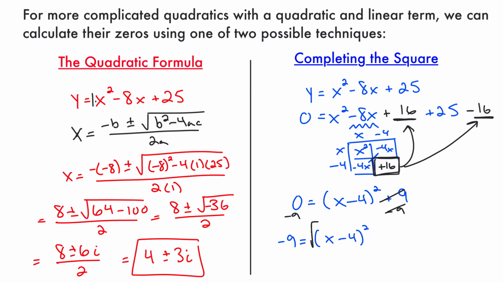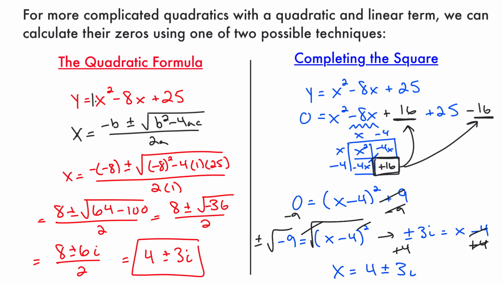I could then square root both sides. Don't forget the plus or minus. That'll give me plus or minus 3i is equal to x minus 4. Then we add 4 to both sides. And that'll give us our final answer of x is equal to 4 plus or minus 3i. Same answer, different process.